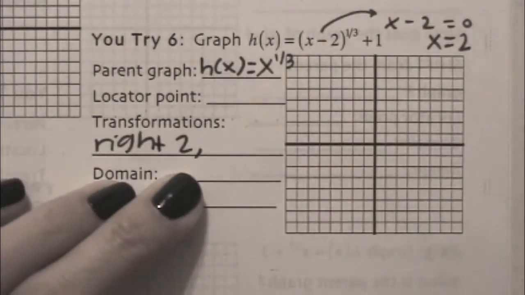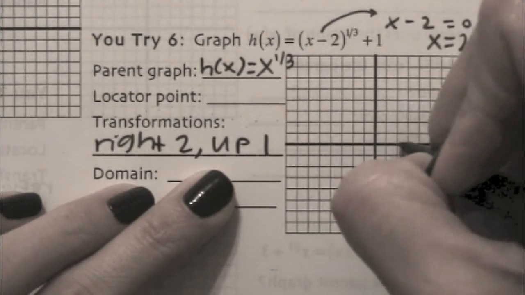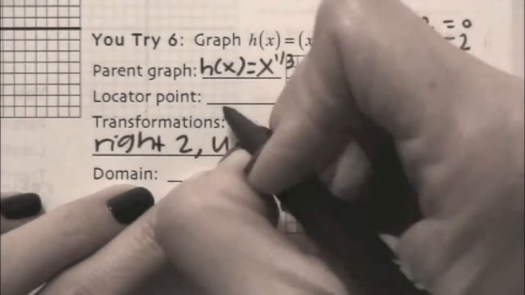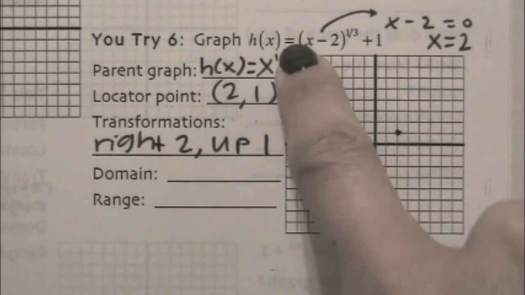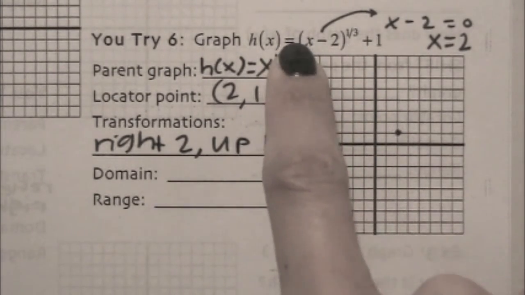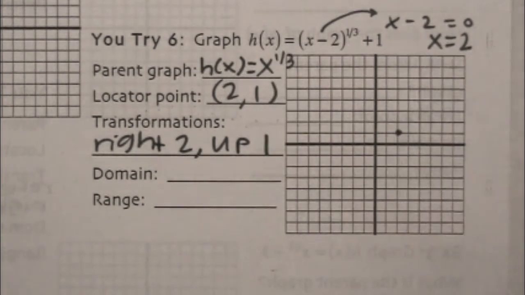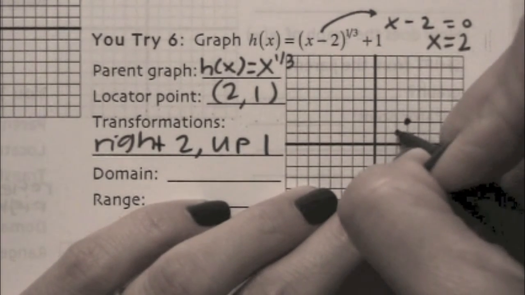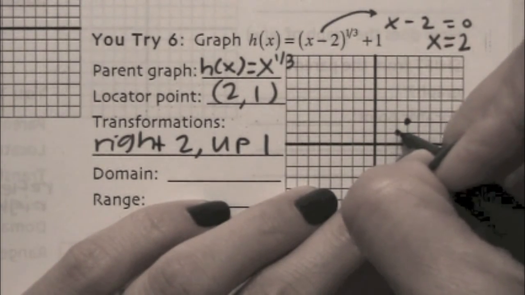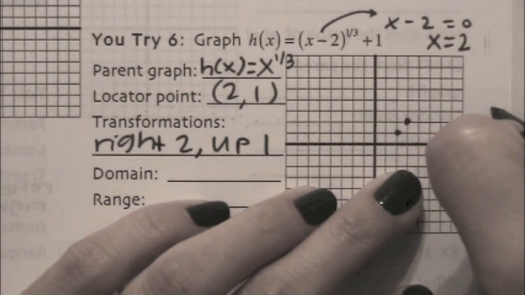2. And then again, that vertical is going to be up 1. So from 0, 0, we're going to go right 2, up 1. That's our locator point, 2, 1. And there's no negative in the front, so it's going to follow the same pattern as the original parent graph. So from here, you're following just the pattern. You're going to go right 1, up 1. Go back to the locator point. Go right 8. Up 2.